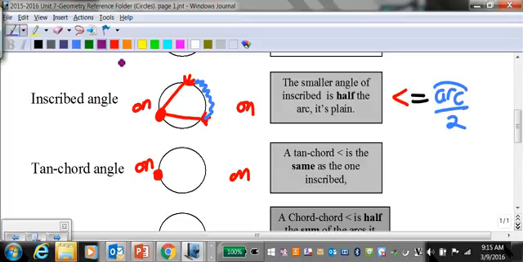Now a tan chord is exactly what its name says. A tangent is where it just touches. So you draw a straight line right through that dot. That's a tangent. And then we have a chord, which is a segment whose endpoints are on the circle. So that's a chord. That's why this angle here is called a tan chord.